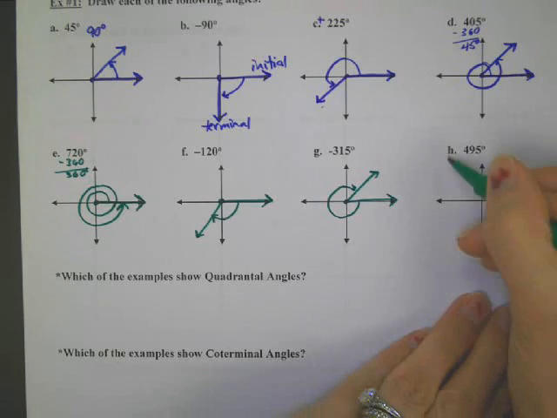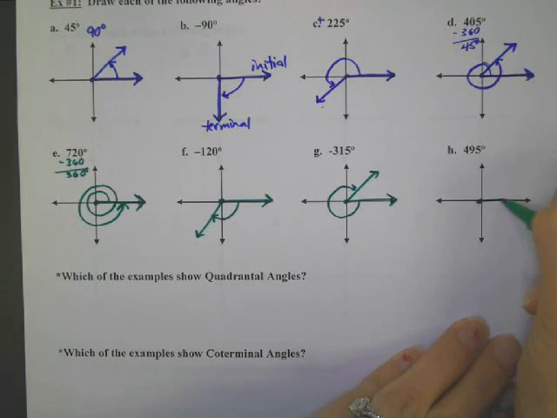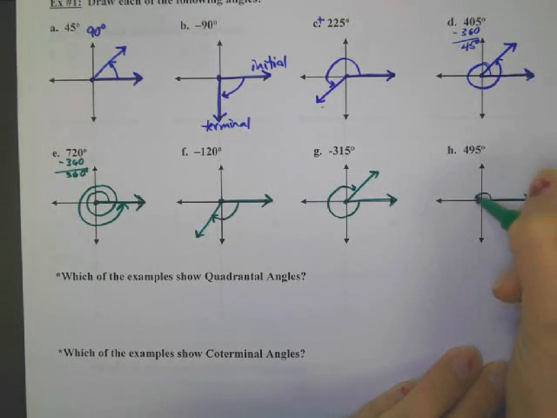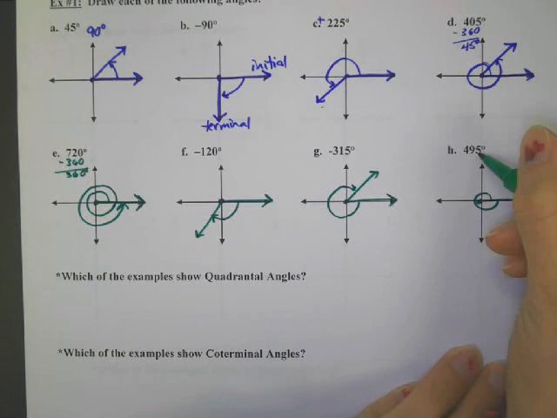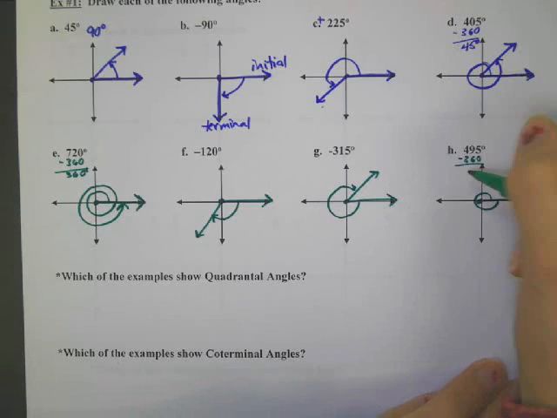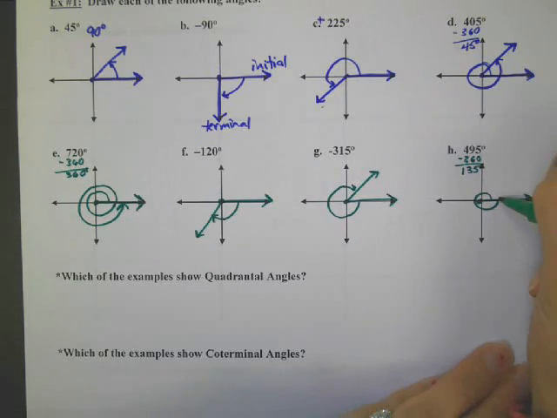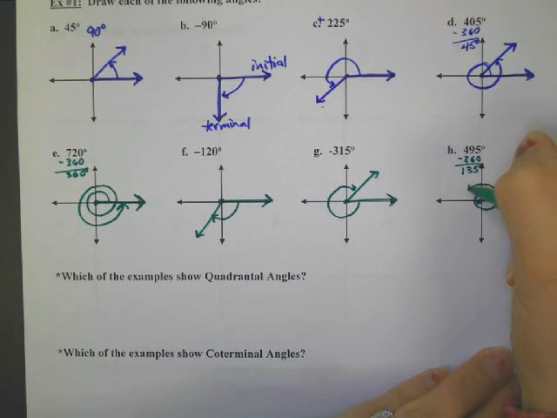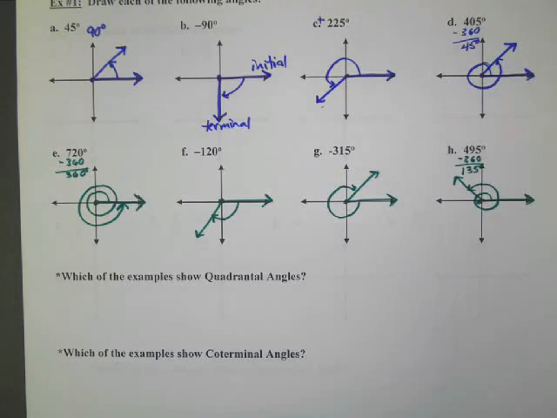495. Okay, we're definitely going to have to swing up. My initial ray starts on the positive x-axis. I swing around once, that's 360, and I'm not done. If I subtract 360 from 495, I have to go another 135 degrees. Or let's do it. Here's another 90. Another 135 puts me right here in the middle of quadrant 2. Make sure you show me how many times you swing around with those curly cues.